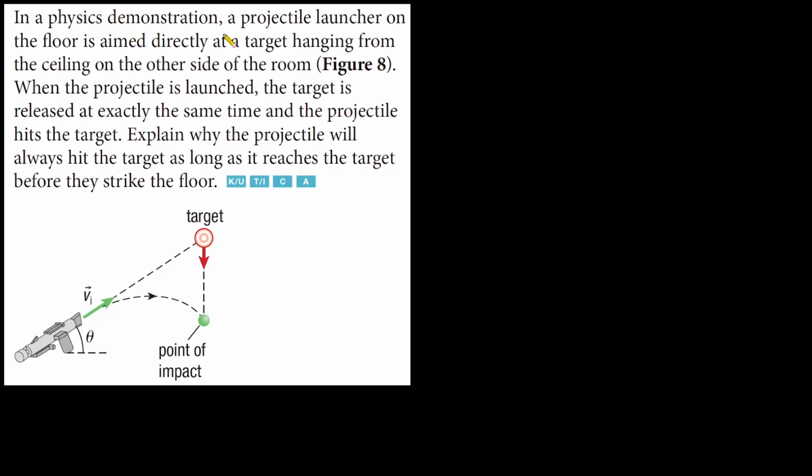Question: in a physics demonstration, a projectile launcher on the floor is aimed directly at a target hanging from the ceiling on the other side of the room. Reference Figure 8. When the projectile is launched, the target is released at exactly the same time and the projectile hits the target. Explain why the projectile will always hit the target as long as it reaches the target before they strike the floor.